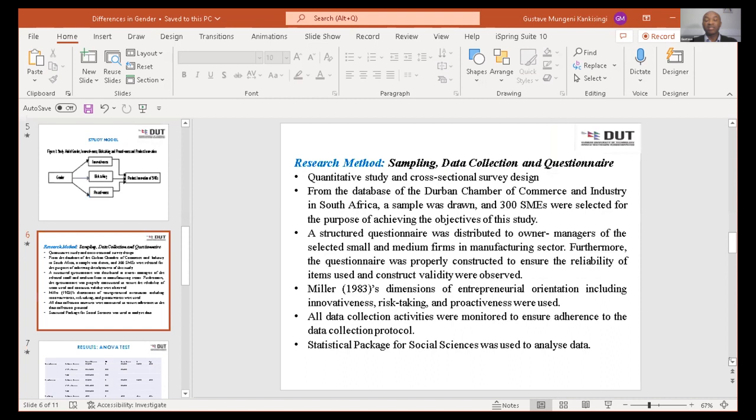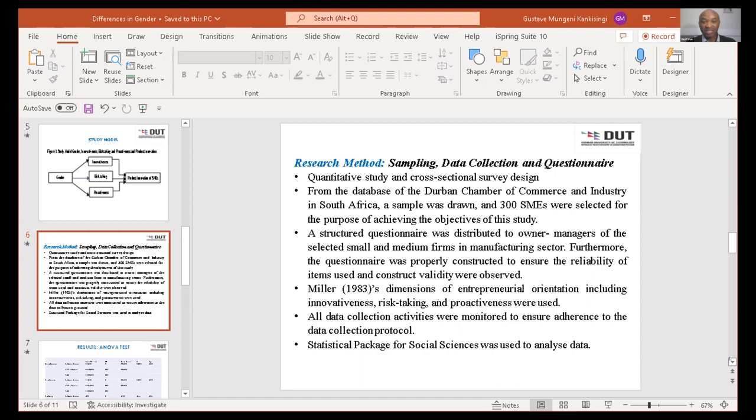The research method used here is a quantitative study, and a cross-sectional survey design was selected. From the database of the Durban Chamber of Commerce and Industry in South Africa, a sample was drawn and 300 SMMEs were selected for the purpose of achieving the objectives of this study. This is a judgmental sample, as it is not easy to have a complete population of SMMEs as they are being created on a daily basis.